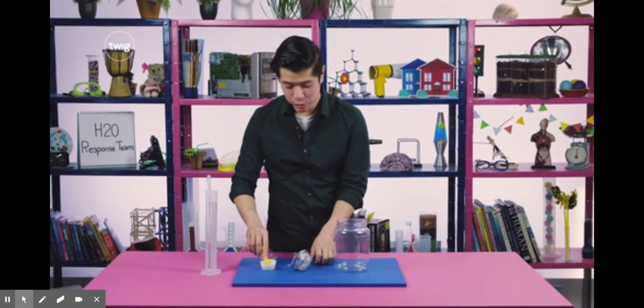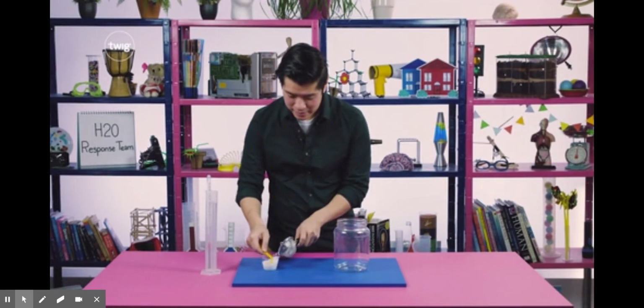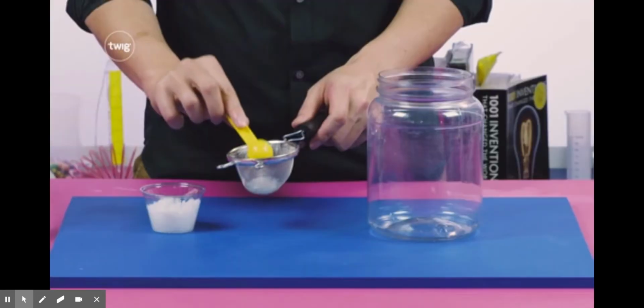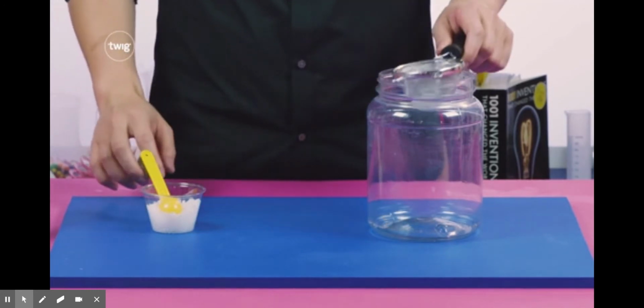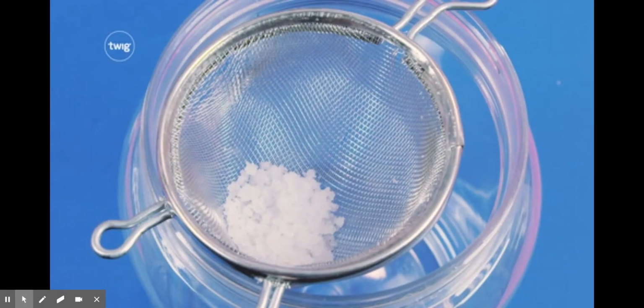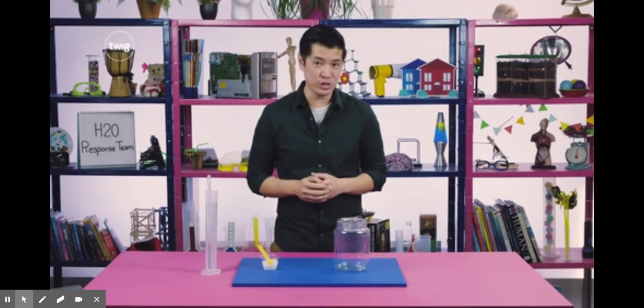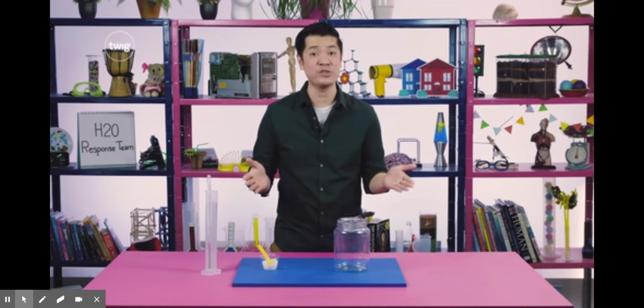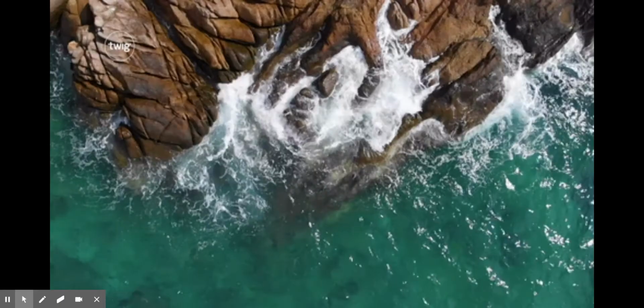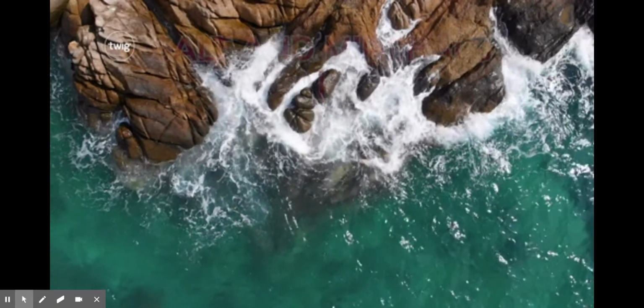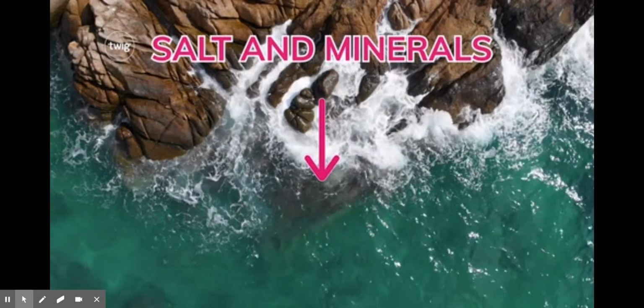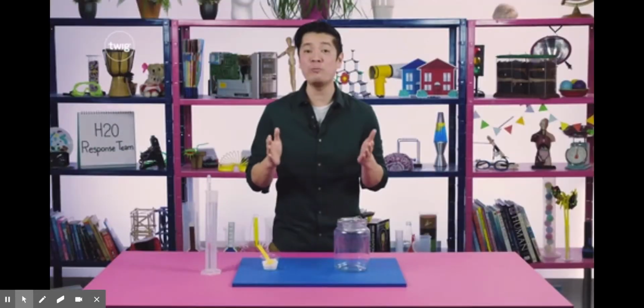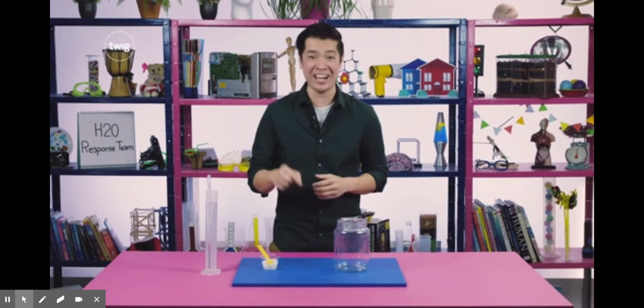Next, let's add a spoonful of salt to the strainer and place it over the container. Salt is transferred to the ocean when the hydrosphere interacts with the geosphere. When rain falls on rocky cliffs or ocean waves wash over the land, salt and minerals are carried back into the ocean. We'll model this process right here in the lab.